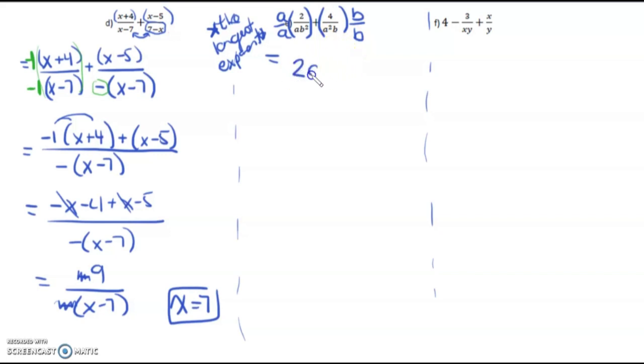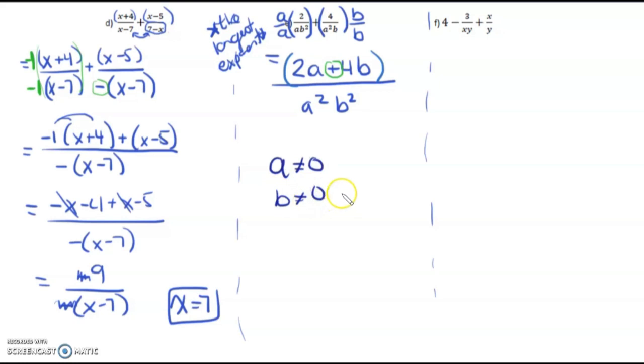This way, we're going to get 2a plus 4b in the numerator, and in the denominator, we're going to get a squared b squared. Okay, I want to highlight this. Do not cancel anything out. The numerator is not fully factored. Everything must be multiplied or divided in order to cancel them out. This is added. We cannot cancel this out. This acts as one big term. Okay, so a cannot equal 0 and b cannot equal 0.